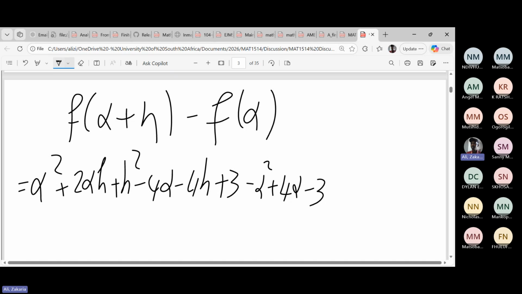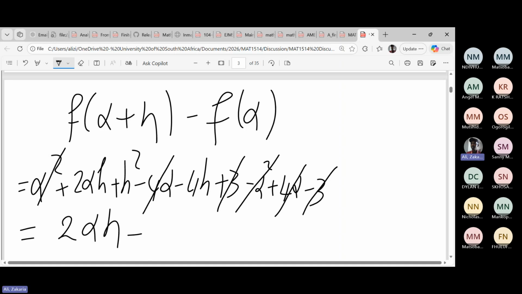So this will just be equal to alpha squared minus alpha squared can cancel out. 3 minus 3 can also cancel out, right? Then let's look at what else can cancel. 4 alpha and then minus 4 alpha can also cancel out. So we are left with 2 alpha h plus h squared minus 4h. These are the ones we are left with.